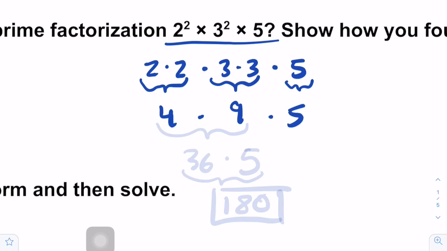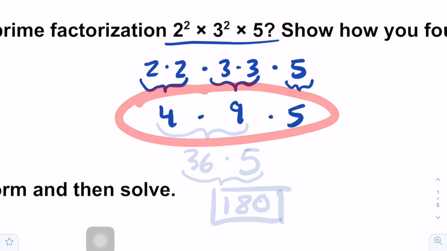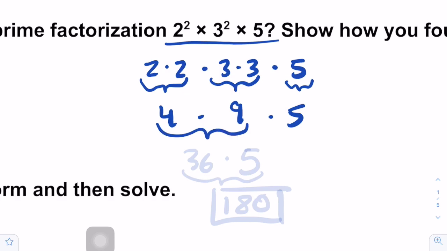Now I could have just gone straight from looking at 2 squared and know that it's 4 and write that, times 3 squared, which I know is 9, and wrote that there, and brought down that 5. So either route would get you to 4 times 9 times 5. Now here I'll go ahead and I'll multiply from left to right. 4 times 9 is 36. Carry down that 5. And my last step is to multiply 36 times 5, which gives me 180.